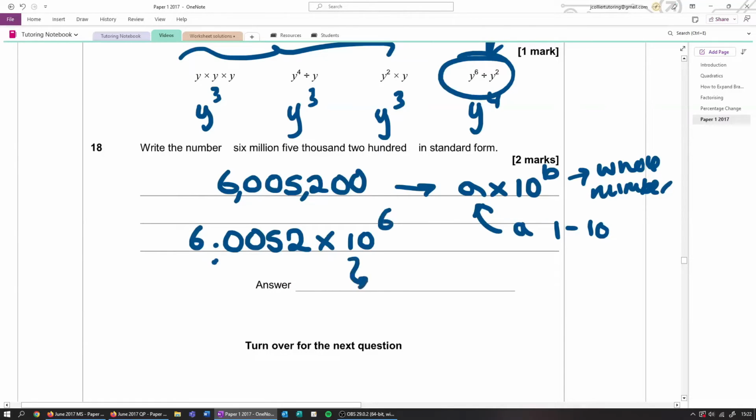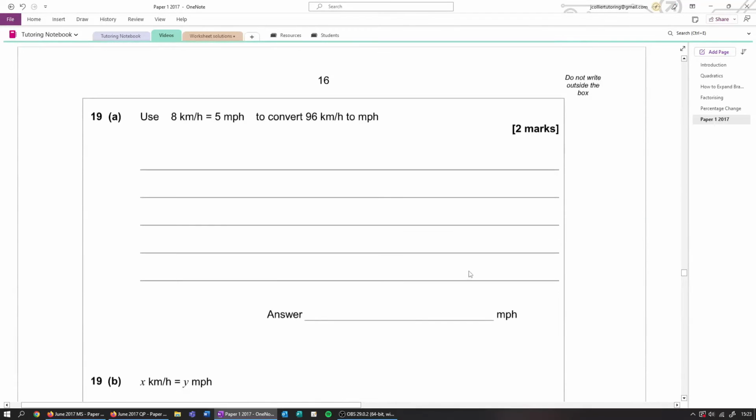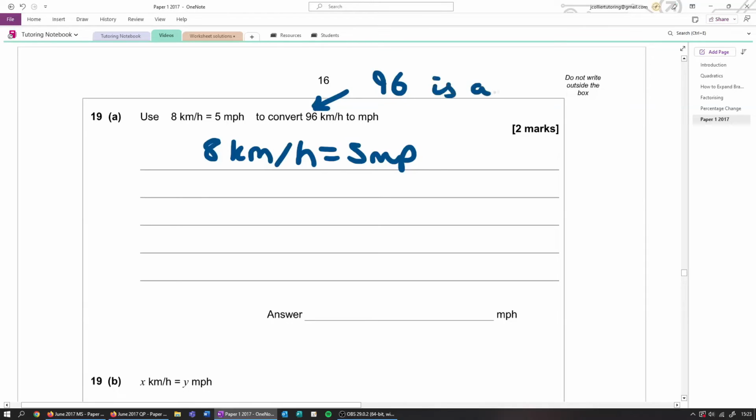And imagine if I just wrote that in there. So 8 kilometers an hour is 5 miles per hour. To convert 96 kilometers per hour to miles per hour. Okay? So if 8 kilometers slash hour is 5 miles per hour, well then we know, well let's have a look at the number 96 first of all. 96 is a multiple of 8. It is 8 times 12.